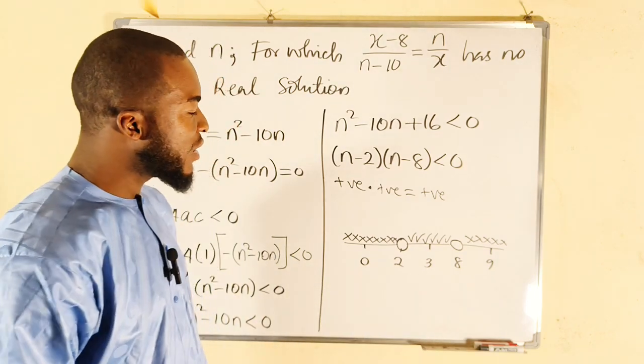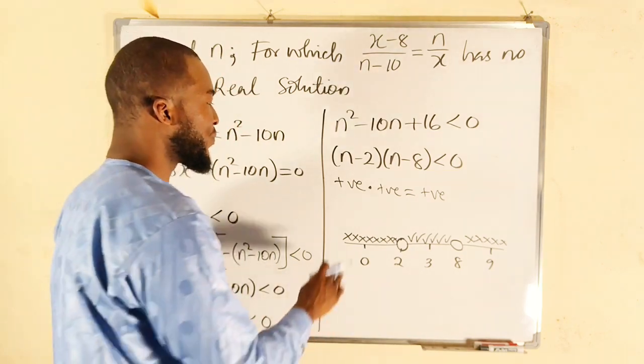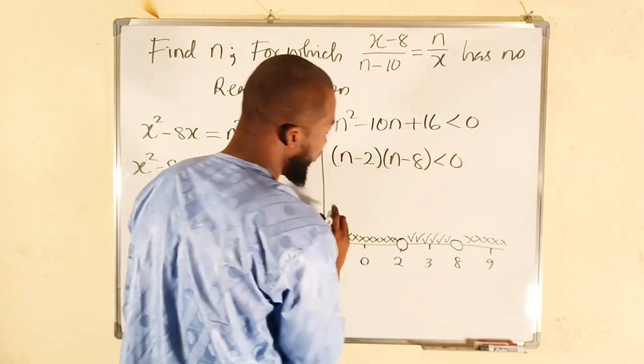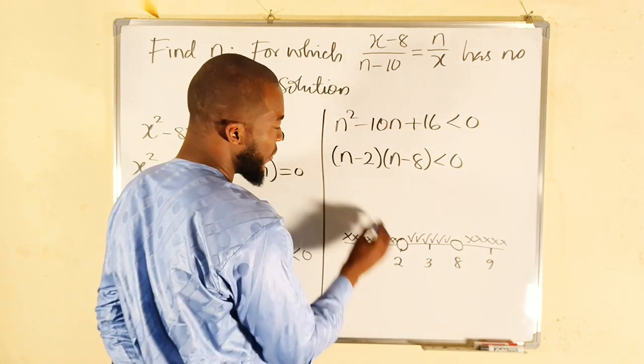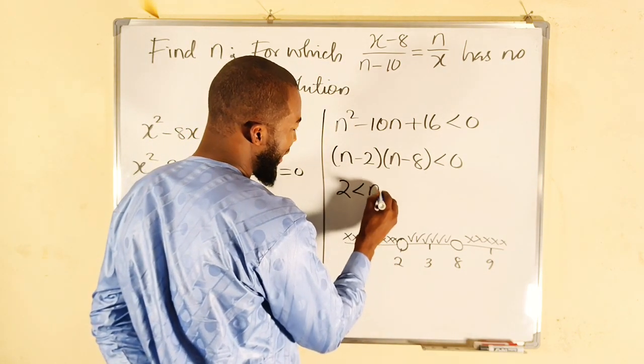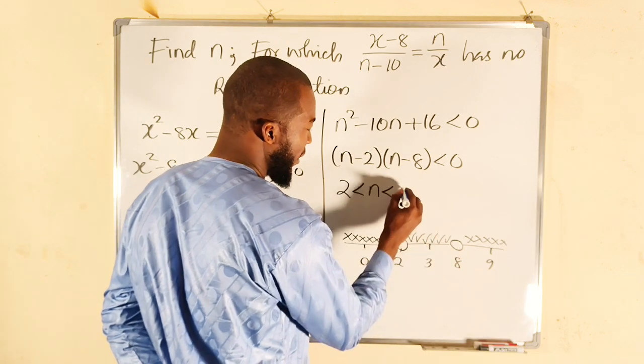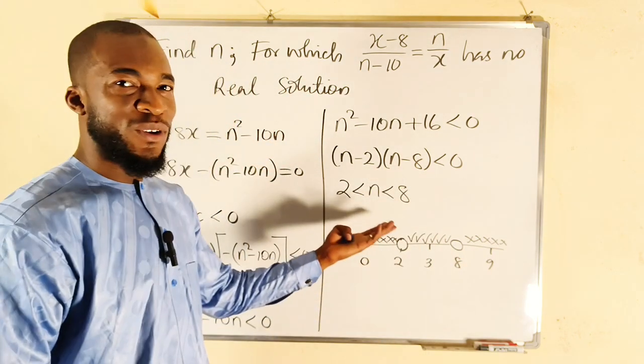And how can we write it in our inequality form? The solution to this inequality is what? 2 less than n less than what? 8. This is our solution.